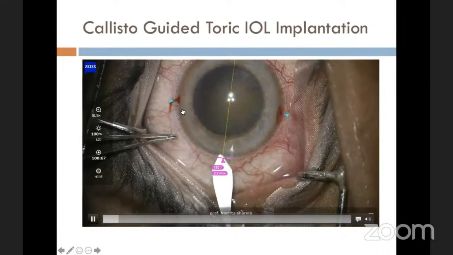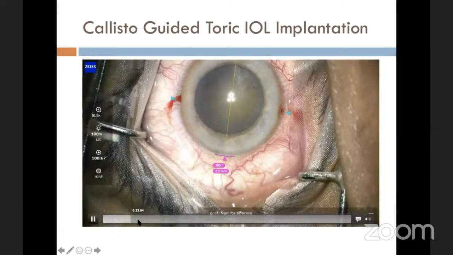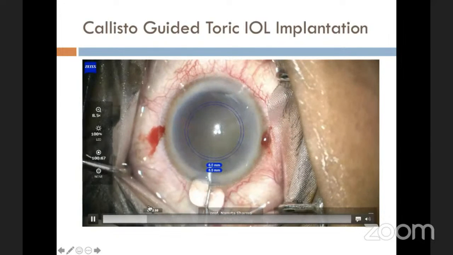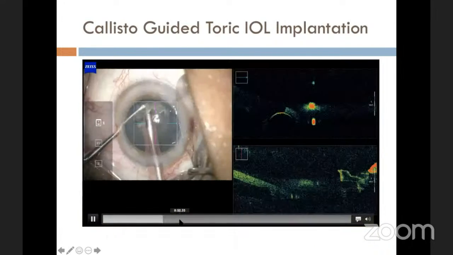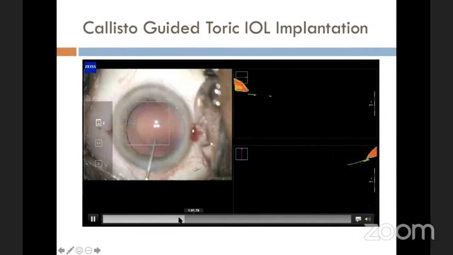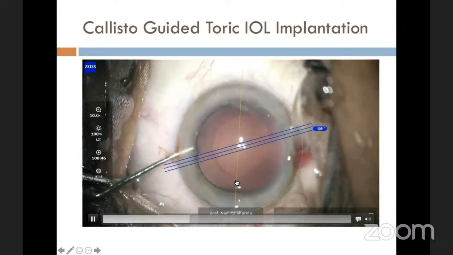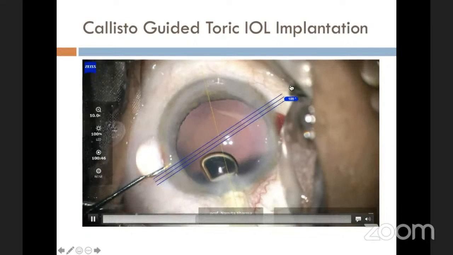So you can do the side port, you can do the main wound looking at this. Then one can do the staging of the rhexis, as well as the rhexis can be made. And then subsequently the nuclear emulsification can be done. And this is the intraoperative microscope, in fact, in which the intraocular lenses can be placed. And this is the marking, the Callisto marking.